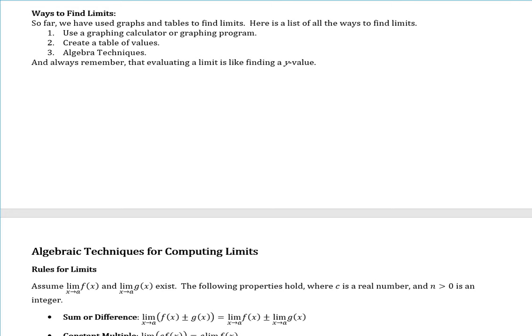So there's three different ways to find limits. We can use graphing calculators or a graphing program. We could create tables, and then we could also use algebraic techniques. Sometimes we could use all three to really verify we have an answer. Sometimes only one or two of them would work. But let's show our third way.